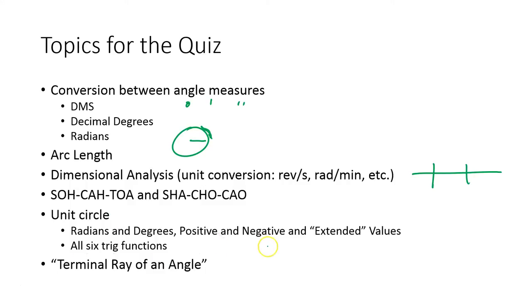Radians and degrees, positive and negative, and extended values. That's where, if it's positive, you go up, and if it's negative, you go down. If it's more than 2 pi, like 17 pi over 3, something like that, you have to know how you get to that point. And then all six trig functions: sine, cosine, tangent, secant, cosecant, and cotangent of those normal 16 values on the circle.